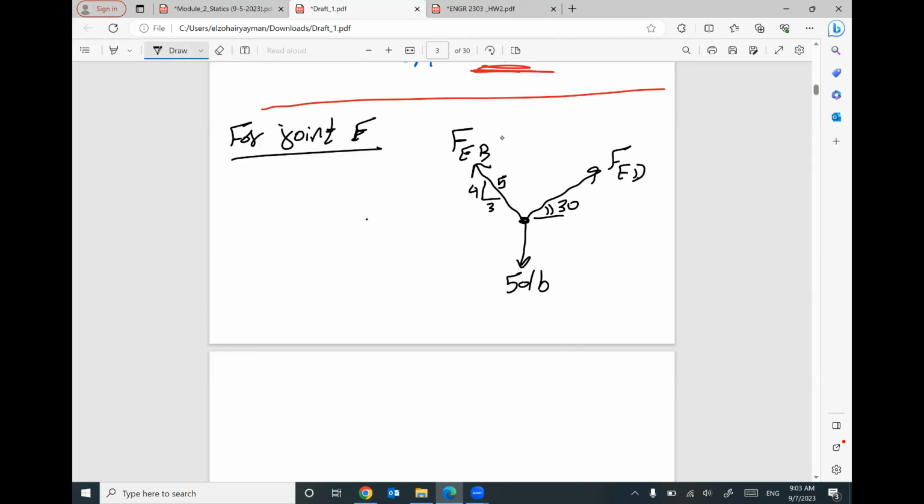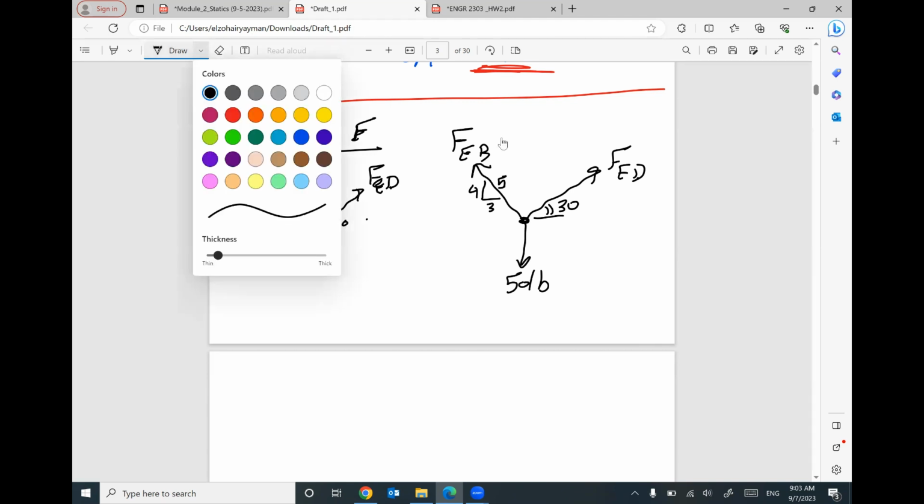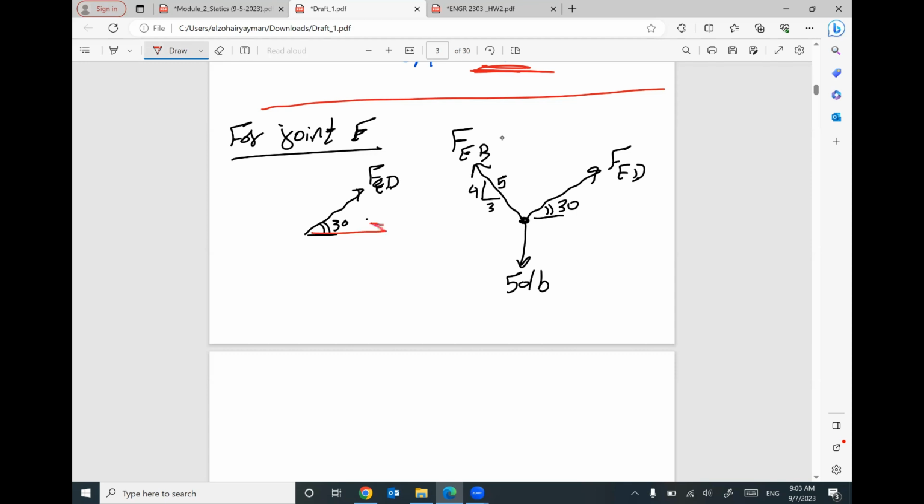So this force, FED, with angle 30, will be broken to 2 components. One horizontal, FED cosine, and FED sine. This direction is positive. This direction is positive.